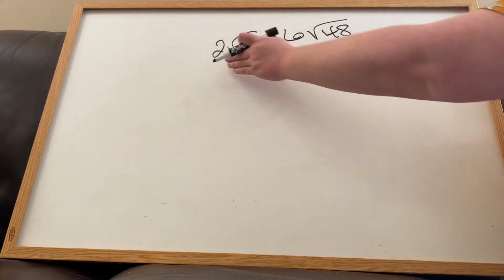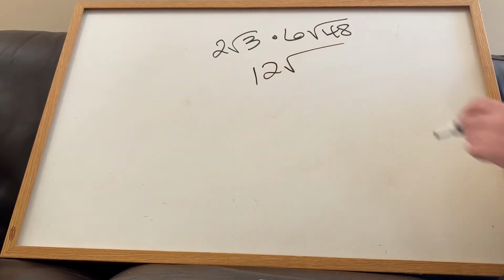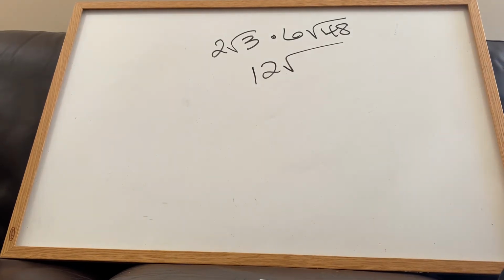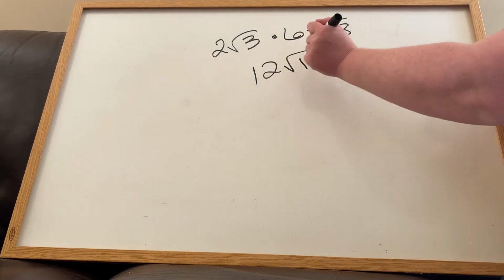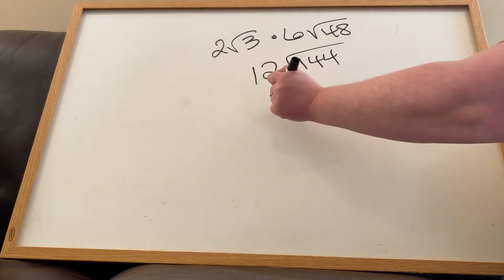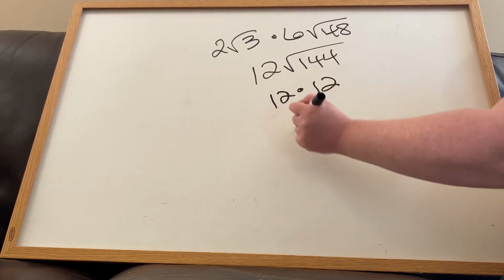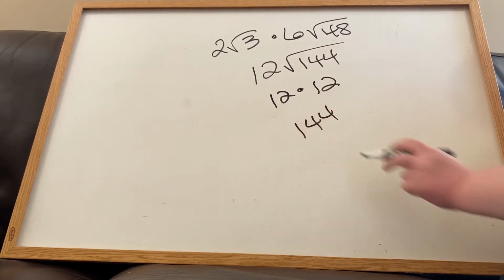Looking at the second one, you've got 2 square root 3 times 6 square root 48. So same thing, you'll multiply your outside numbers. So 2 times 6, you're looking at 12 square root, and you want to multiply 3 and 48, which is going to be 144. Now, the square root of 144 is 12. If you know it's 12 right off the top of your head, then you can do this 12 times this, which changes into 12, and make it 144.